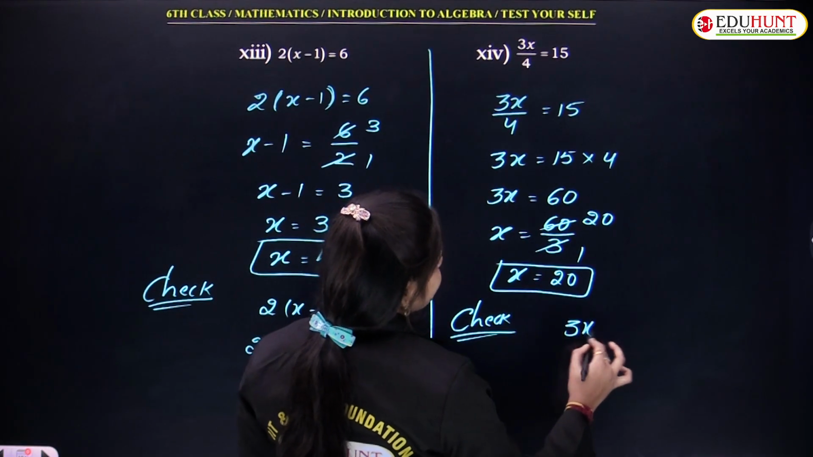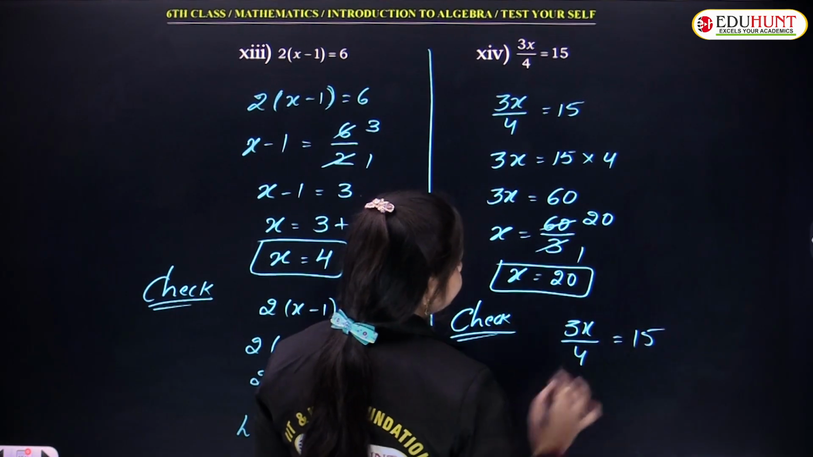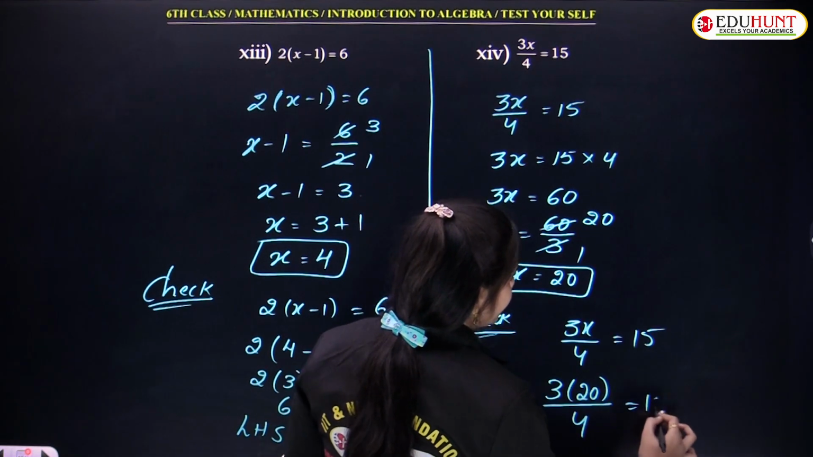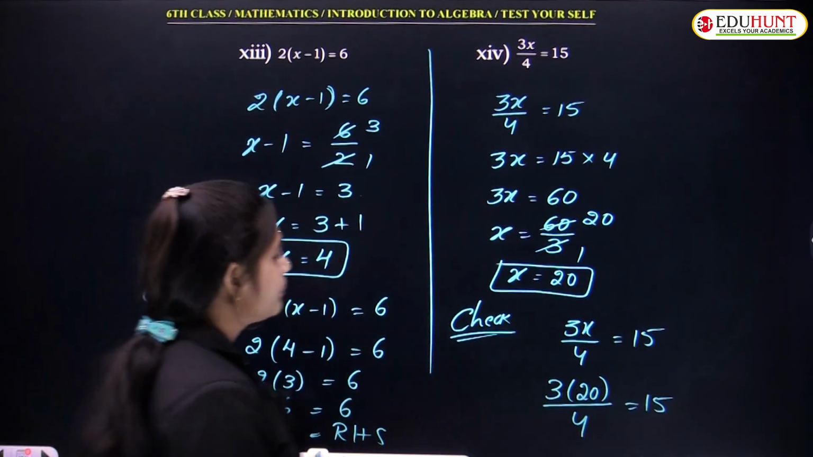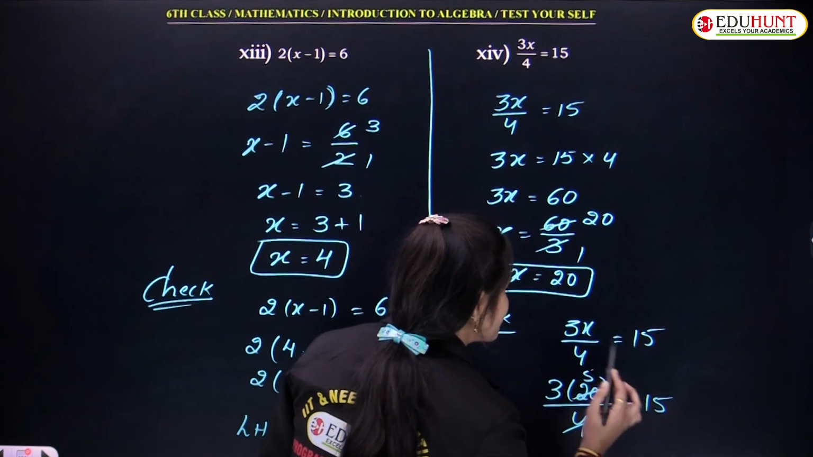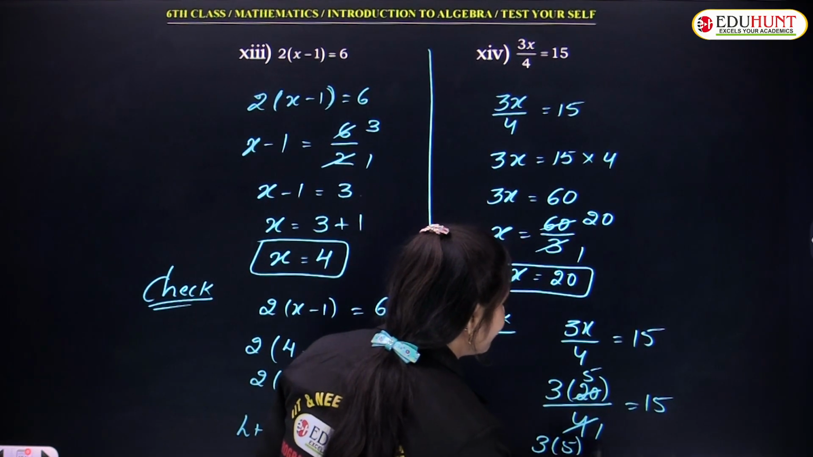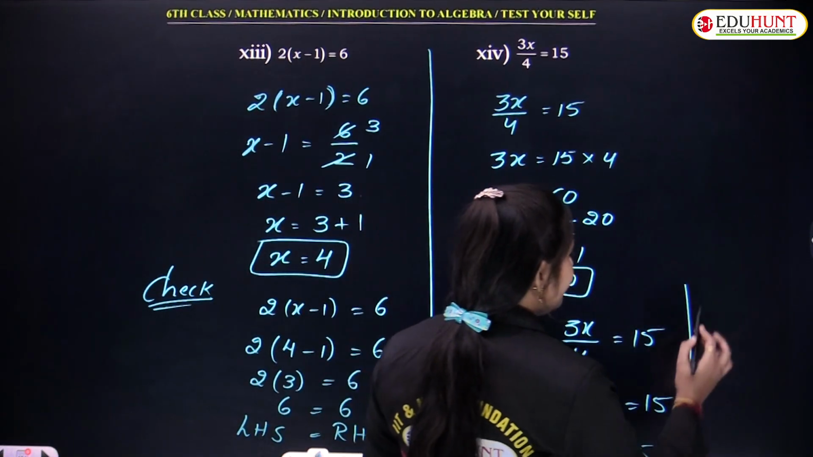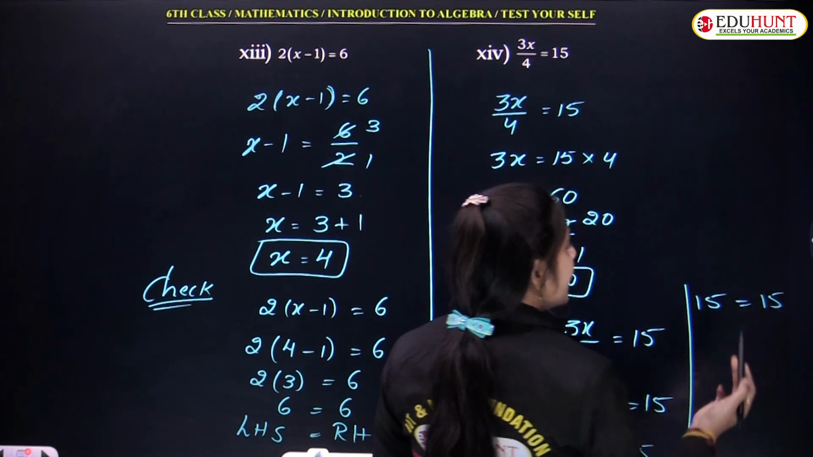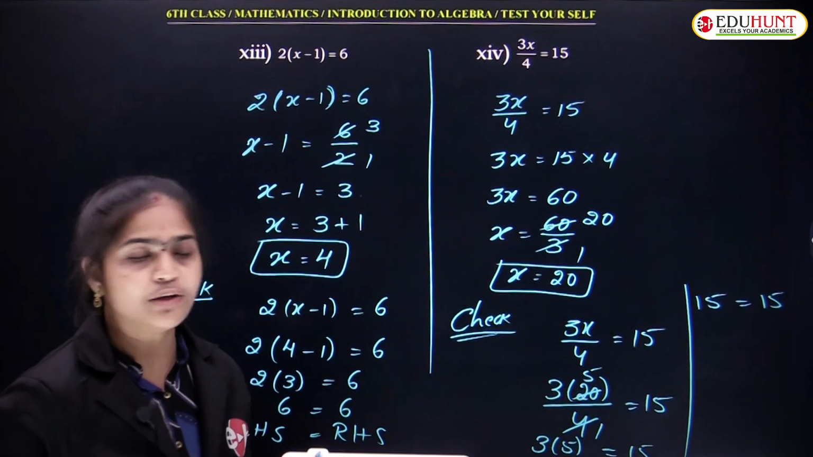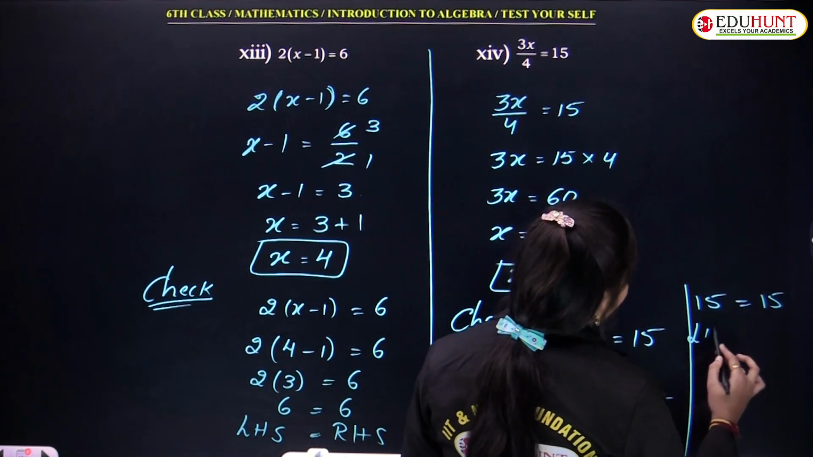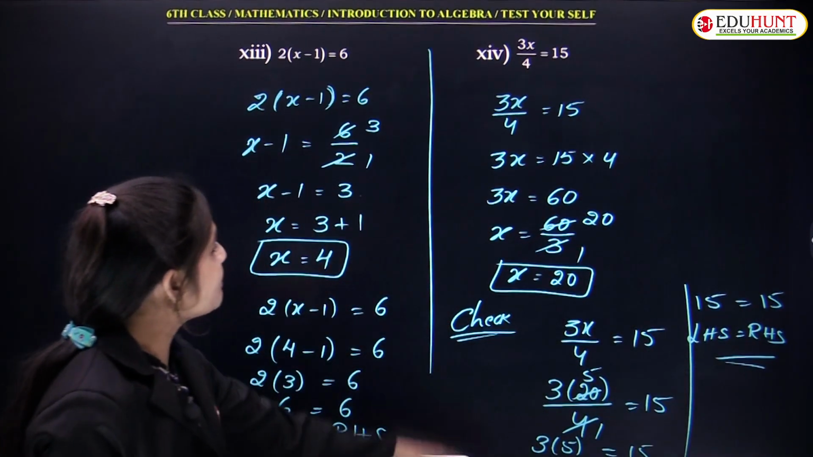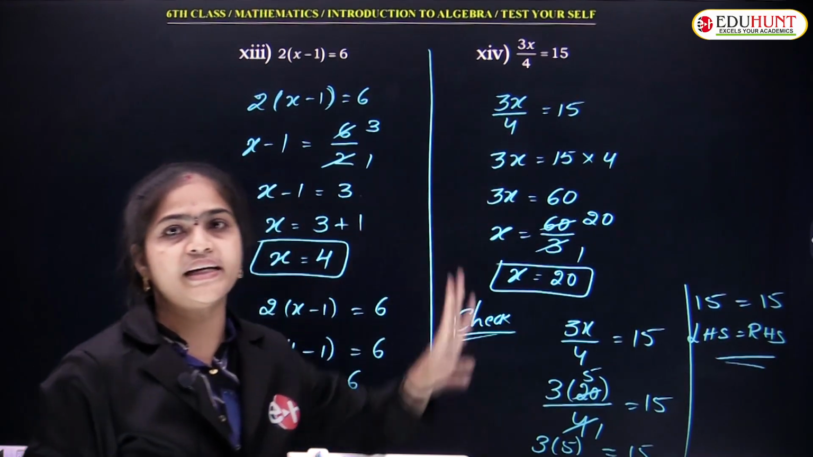See that, 3x by 4 is equal to 15. Now here 3 into x, which is 20, by 4 is equal to 15. Okay? Now 4 ones are 4 and 4 fives are 20. Similarly, 3 into 5 is equal to 15. What is the value of 3 fives? 3 fives are 15, is equal to 15. Again both sides have the same value. That's why LHS is equal to RHS. It is satisfying. That's why what is the value of x here? x is equal to 20.